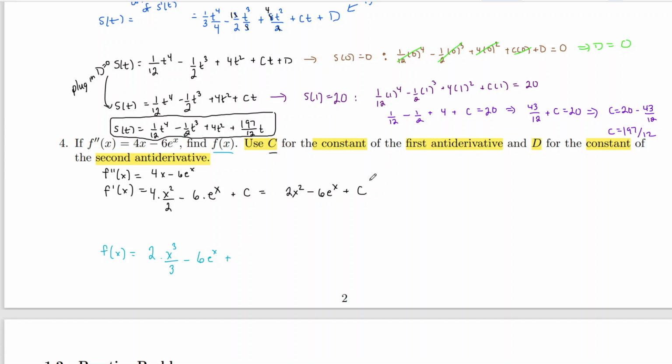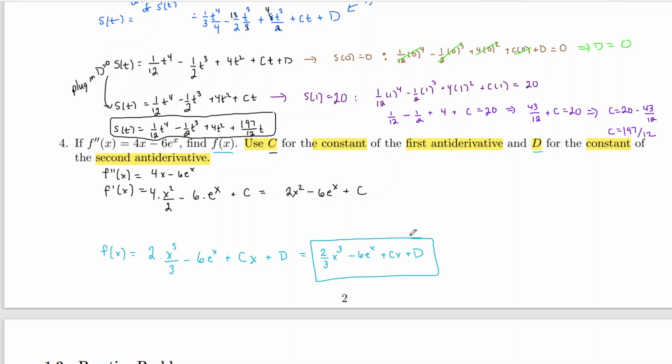Now, like with the last one, we don't leave the c alone because the c is a number. When we do the antiderivative, we multiply by the variable, which is x. And then plus, now that we've done the antiderivative of every part, it's plus the constant of our second antiderivative, which we're told to use d for. So I'm going to have a plus d. And now at this stage, you're not wrong because there's really nothing to simplify. But you can rewrite the first one as 2 over 3 x cubed minus 6e to the x plus cx plus d.